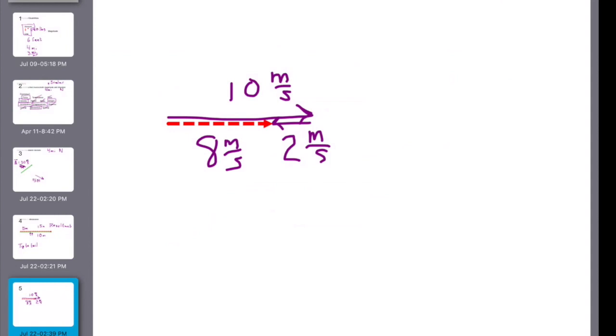In the next setup, I'm going to show you how to add vectors in 2 dimensions. And then we're going to actually break down vectors and figure out how we do the numbers for adding vectors in 2 dimensions.